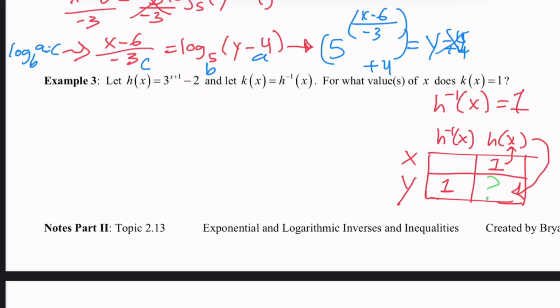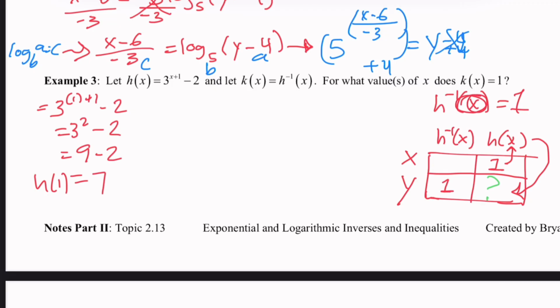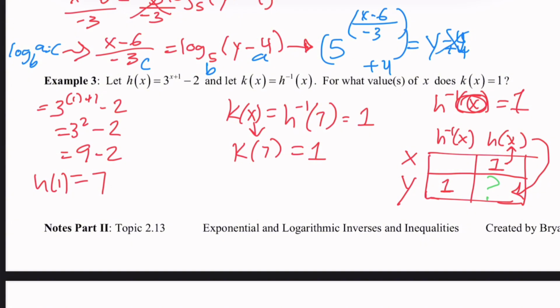So let's go ahead and do that. X is equal to 1, and that's 3 to the power of 2 minus 2, that's 9 minus 2, so that's equal to 7. So h of 1 is equal to 7. So this x is equal to 7. H of negative 1 is 7, which will give us 1, but that also equals k of x, and so that means k of 7 equals 1. It said solve for what value k of x equals 1, and it's 7, so the answer is 7.